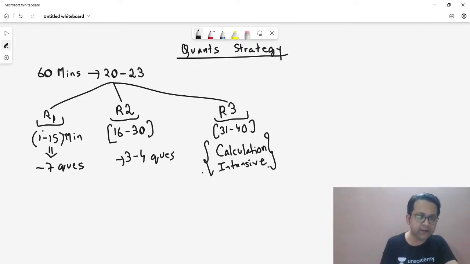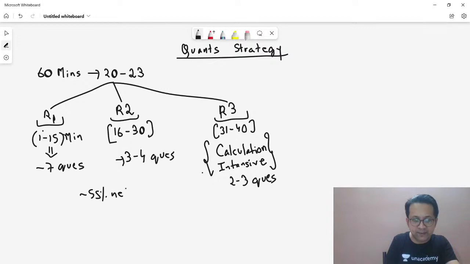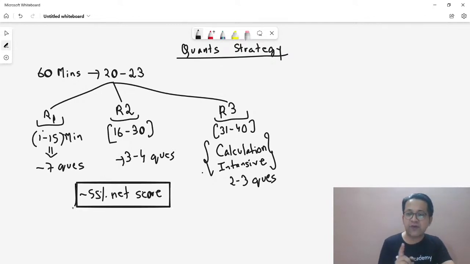Fine. How many questions can you attempt in the last 10 minutes? Even two, or probably if you can attempt three of them, you've cleared the cutoffs. Remember, I told you 55% net score is your target, assuming the difficulty level is like the last 7 years of CAT papers. So if you are targeting 55% net score, let's say there are 20 questions, you are targeting around 11 questions.